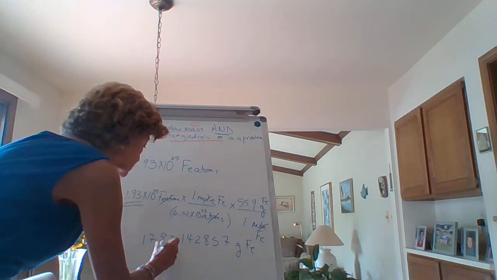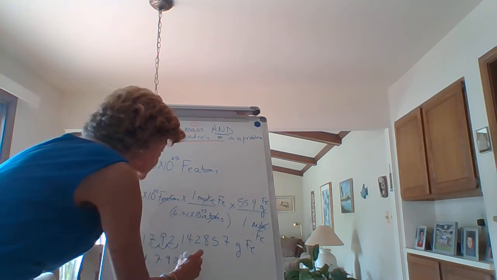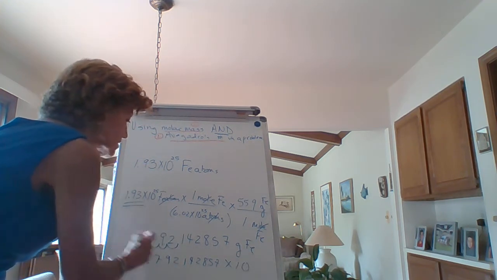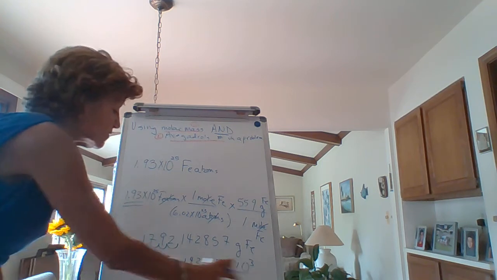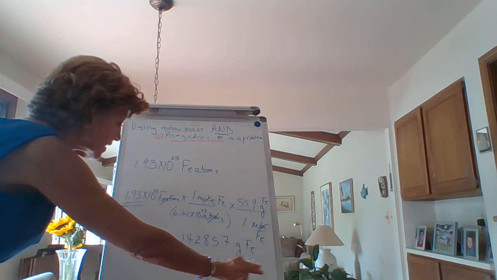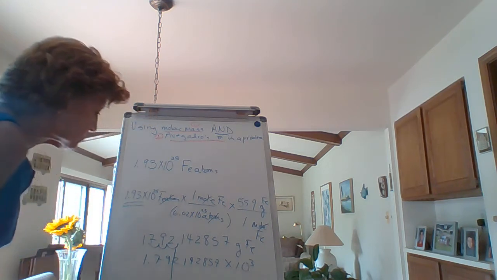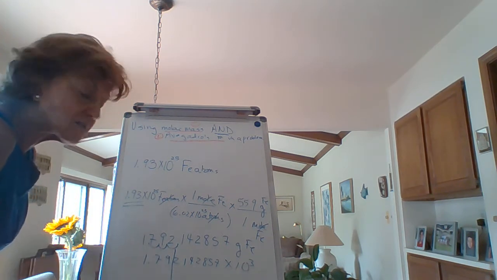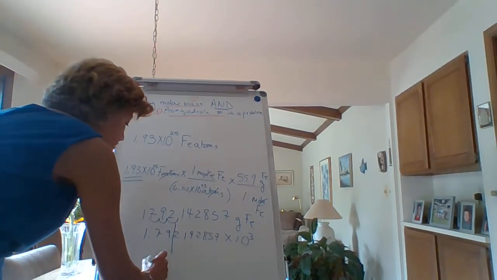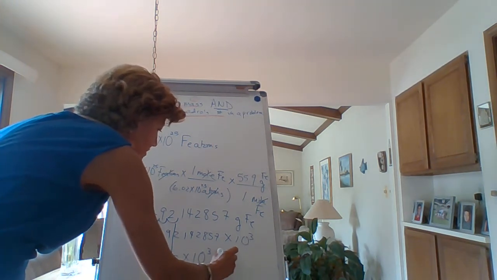So I'm going to move the decimal 1, 2, 3 spots, 1.792142857 times 10 to the, I moved it 3 spots, so 10 to the third. Okay, still too many sig figs. Now that I have everything to the right of the decimal, I can get rid of anything to the right of the decimal, and I need to leave 3 digits. So there's our 3 sig figs. This 2 here is less than 5, so I don't round up, I stay. So my final answer is going to be 1.79 times 10 to the third grams of iron.